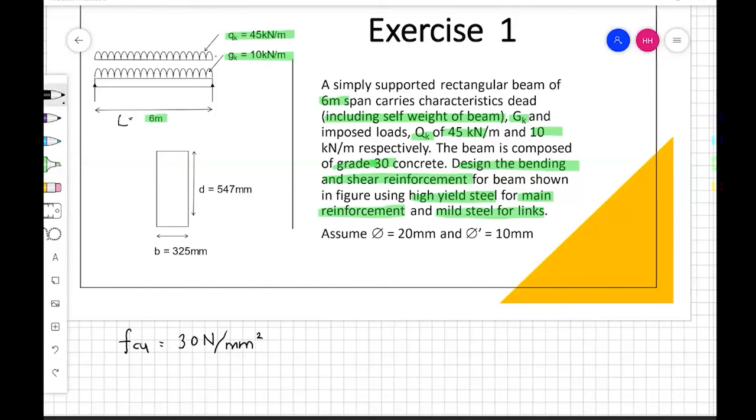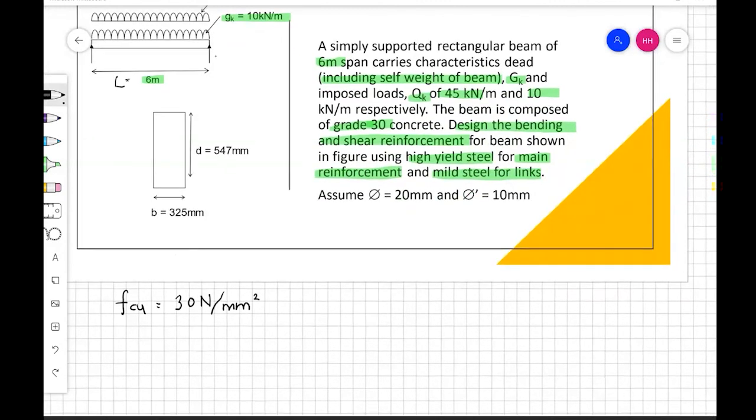So apa maksud dia? Yang first one ni, using high yield steel for main reinforcement. Okay, you know that main reinforcement, if it say high yield steel, it means that Fy will be equal to 460 Newton over mm square. Okay, kita dah tahu because high tensile steel ini adalah dia punya strength. Because kalau kita refer pada our notes, you boleh tengok notes you yang sebelum ni lah. And also here we have mild steel for links.